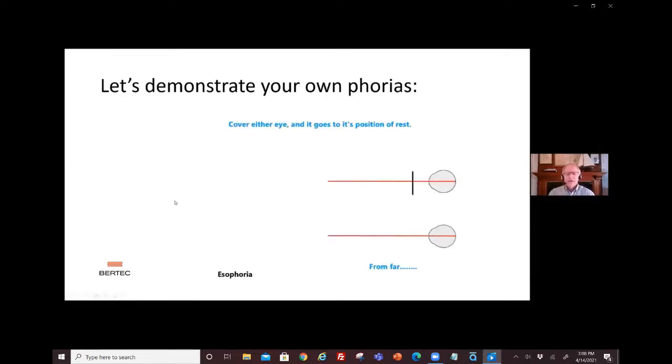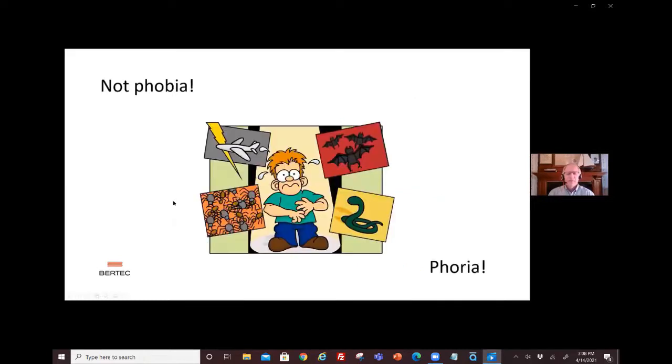I'll show you how you can see your own phorias here. If you look at the screen, the X that's going to come up here with both eyes. Oh yeah, it's phorias, not phobias.